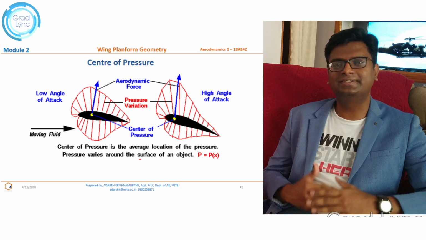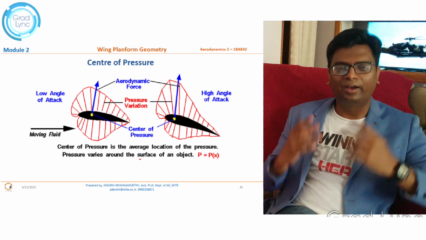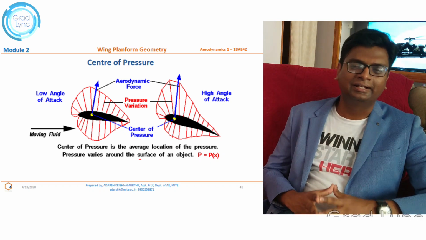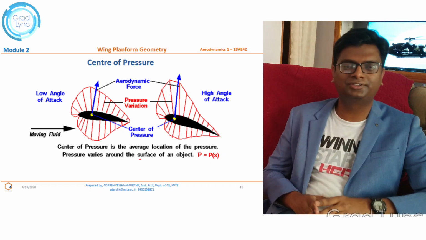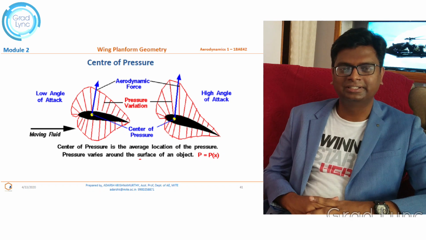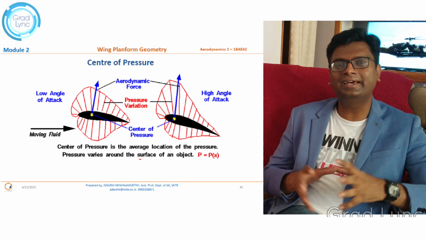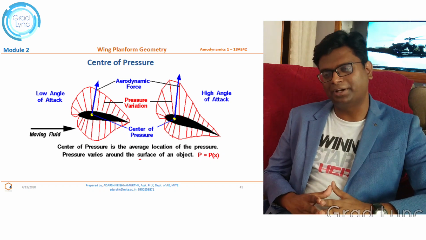So center of pressure is analogous to the center of gravity, right? Only difference being, here the center of pressure is the center of the entire pressure distribution on the upper surface and lower surface. It is the CG of the area under this pressure curve, right? So that is center of pressure.